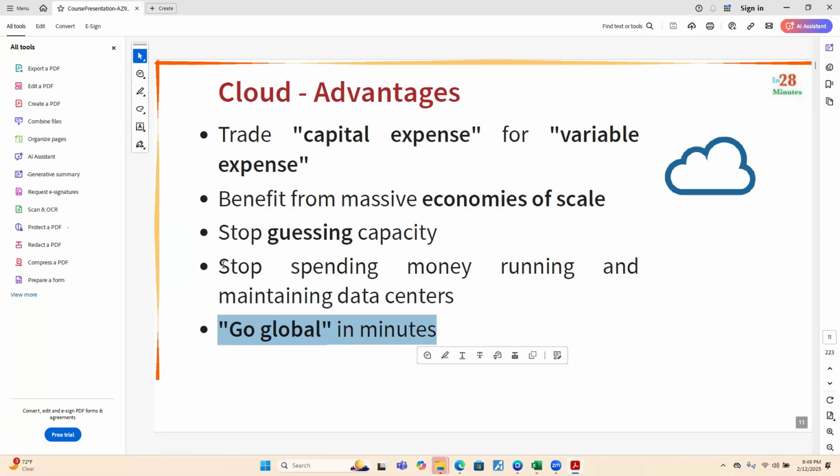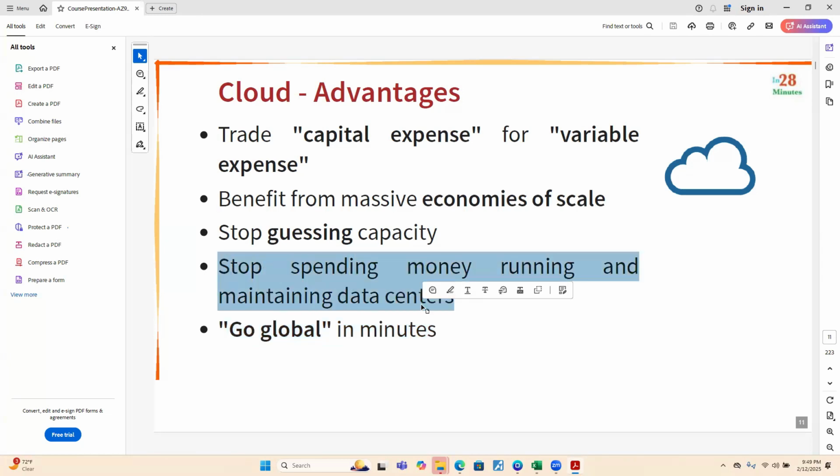And one more thing is that since everything is going to be on the cloud, whenever there is a data center, you have to maintain the data center. Whenever everything is within the cloud, since you don't own any of those things, you stop spending money on that infrastructure. So that is the second thing.